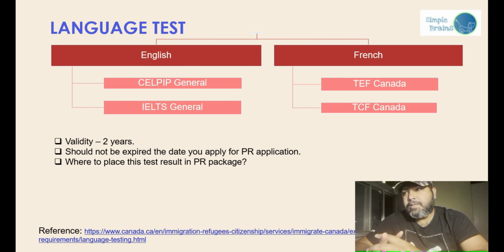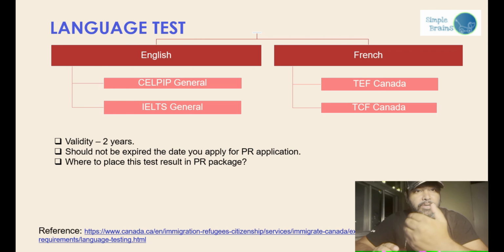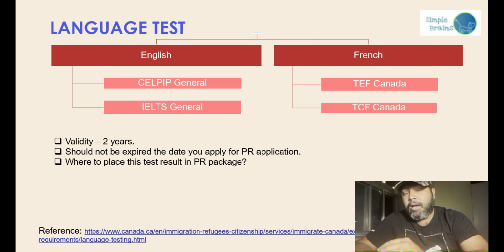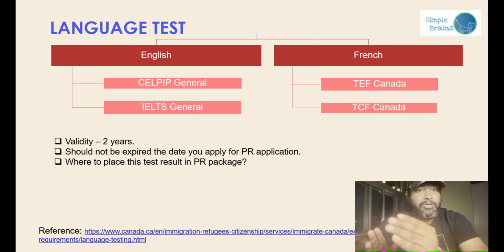For each of these tests, the validity of the test result is 2 years, and it should not expire before the date you apply for your PR, which is your AOR or acknowledgment of receipt. So the day you get your AOR, till that date it should not be expired. As simple as that. We'll talk about a special case by the end of this video, so stay tuned.